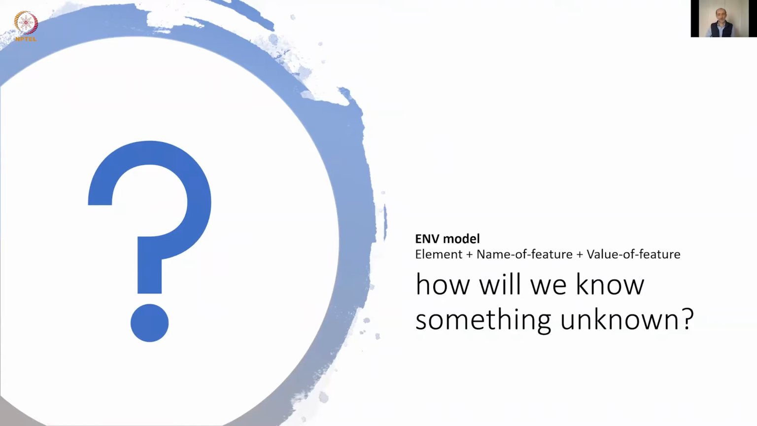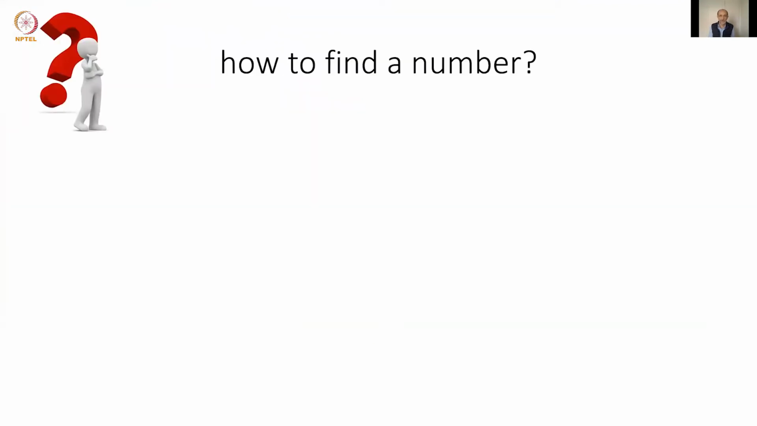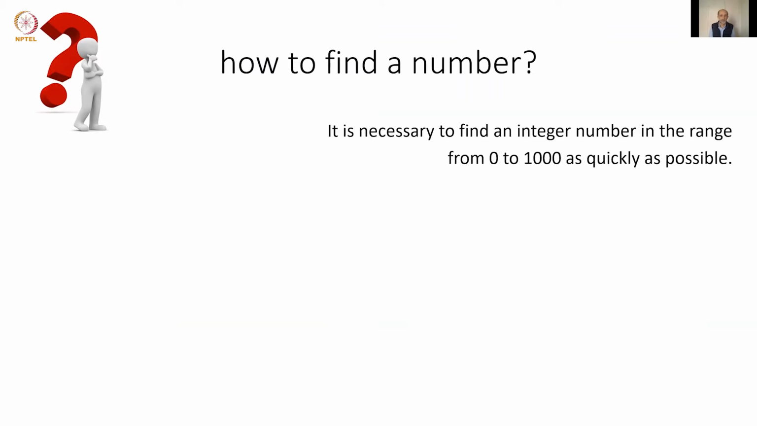So, in fact, what we're going to learn within a few minutes is the element, name of feature, and value of feature model. But let us start with a practice. For instance, how to find a number. Just imagine a situation that I have in my mind an integer number, which is from 0 to 1000, and your task is to find this integer number in this range as quickly as possible. It means with minimum trials.